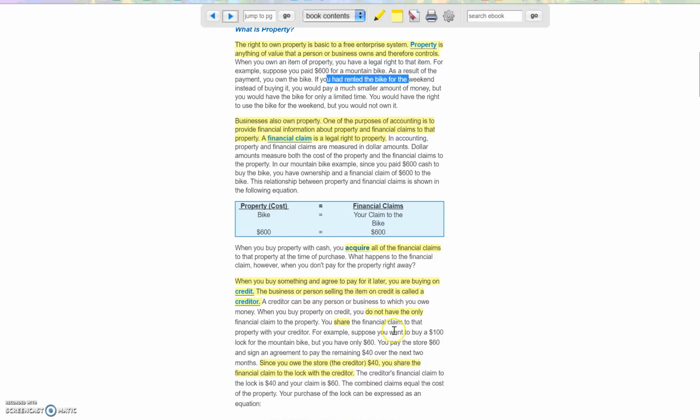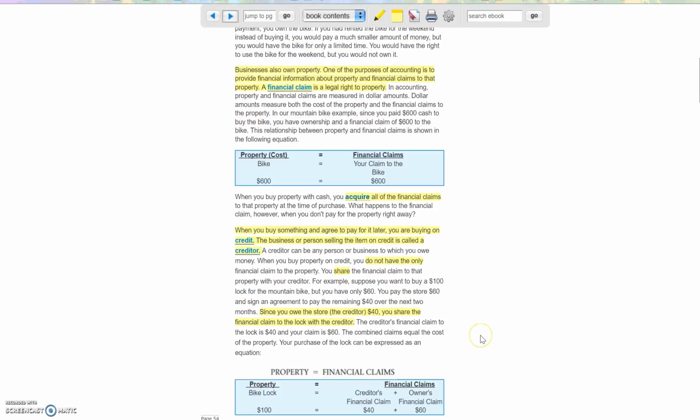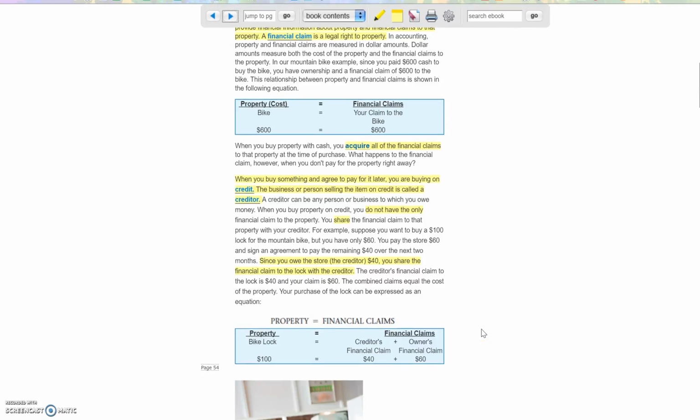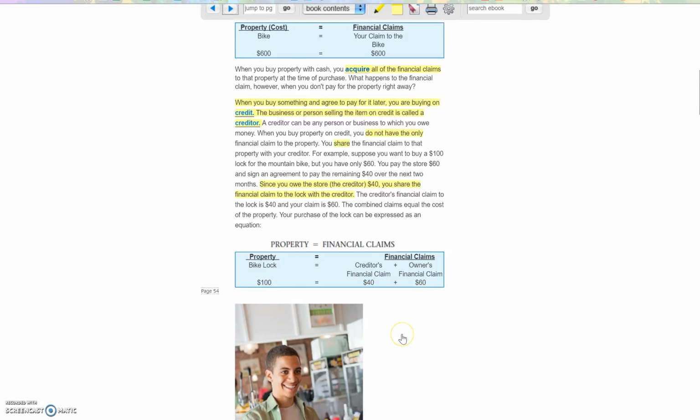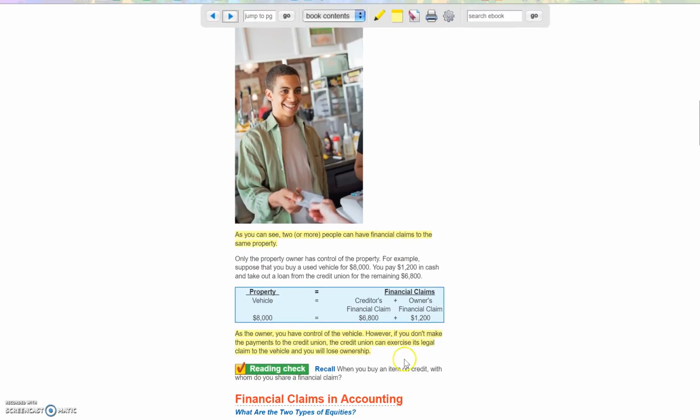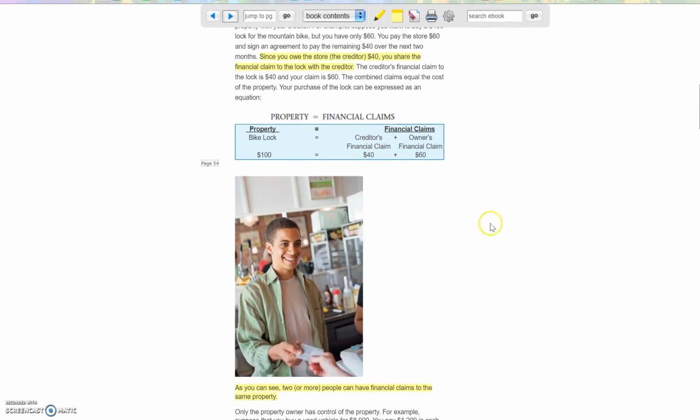In another example they have here, you want to buy a lock for your mountain bike, but you only have $60 and the lock is $100. So you're going to pay the $60 and you're going to owe your creditor, or the store, $40. In that example, it looks a little bit different here. Here's our piece of property, our lock, and your claim to it is $60. The creditor's claim is $40. So you can see that two or more people can have financial claim. You have claim and the creditor has claim.